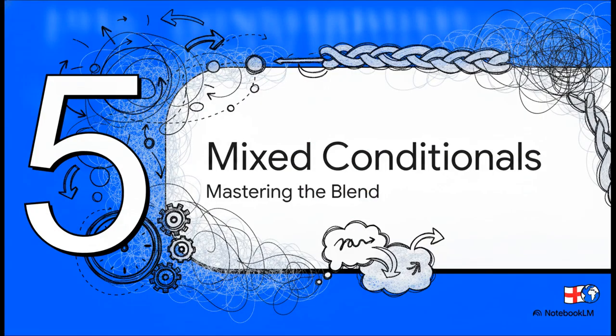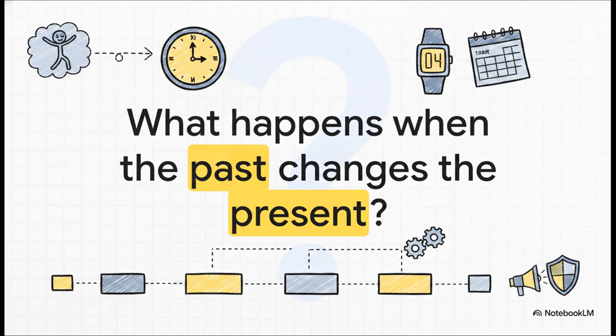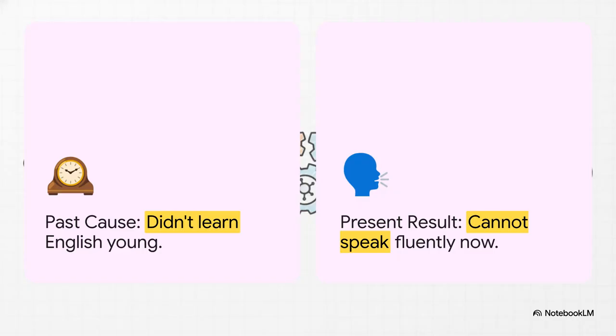Now for the heavy hitter, mastering mixed conditionals. So, what exactly happens when a choice you made 10 years ago radically alters your life today? This is literally where so many language learners just freeze up. But remember, don't panic. It is really just a matter of mixing and matching the foundational timeline blocks we've already mastered. Let's say your past cause is, I didn't learn English when I was young, and your present result is, now I cannot speak fluently.